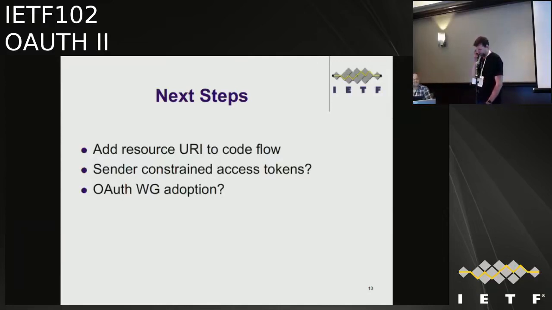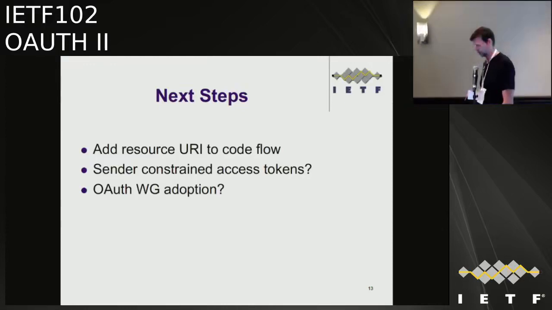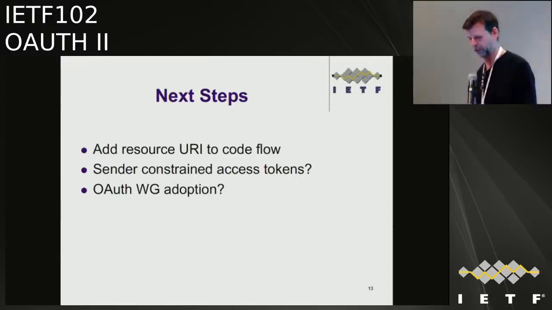There was another point, which is that in the code flow, the resource URI could be a useful piece. That seems to make sense, although I'm still unclear on any clear use cases for the code flow, whether we wanted to do sender constrained access tokens. And then of course this is still an individual draft, and is this work that's interesting for the working group, and whether we should adopt this. That's a question to the chairs. Okay, see if they want to put that as a question.